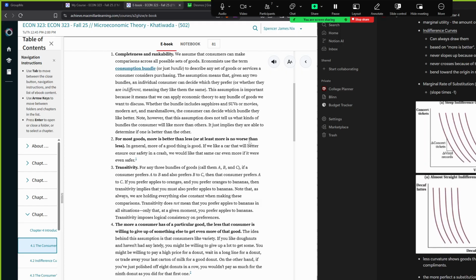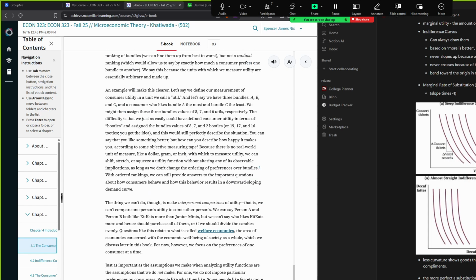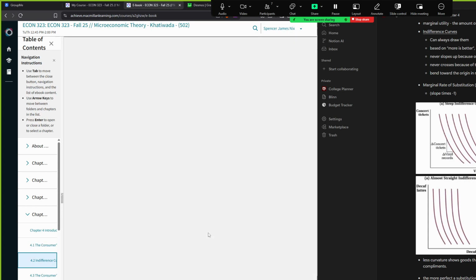So let me see if it has something better in the book. All of these graphs I got from screenshotting the book. I can also post these notes in GroupMe if you guys want them.